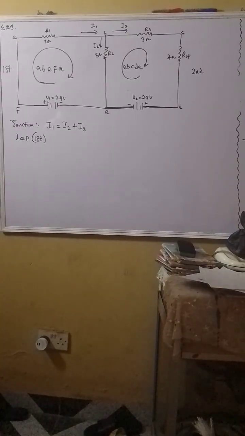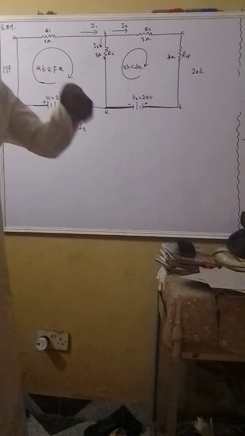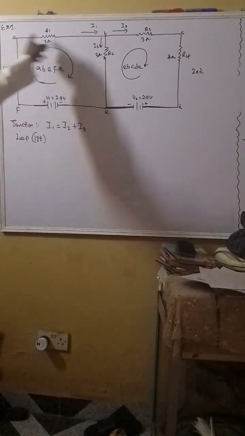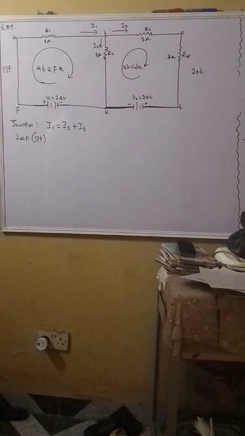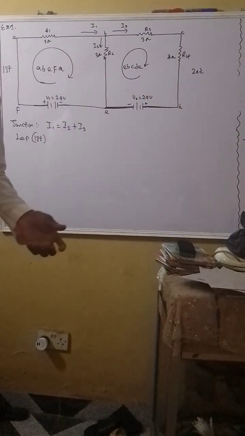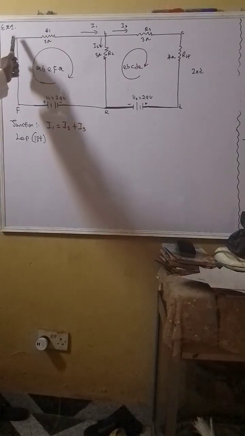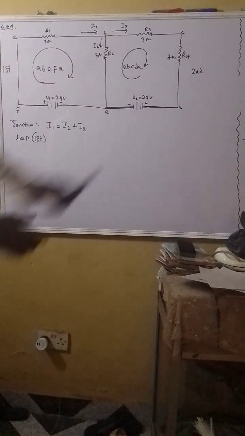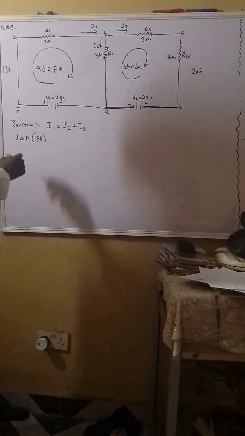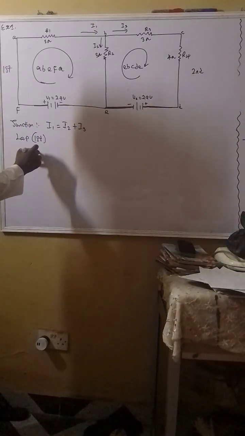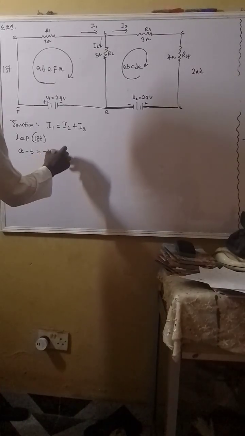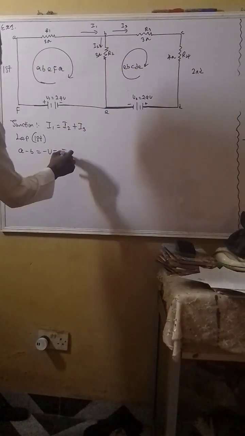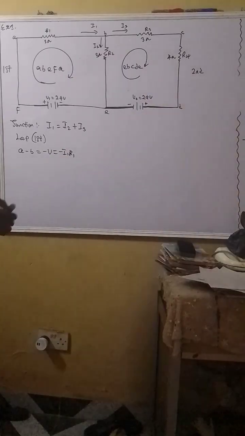The first law, I talked about resistor and EMF. I said if the current is moving in the same direction as the resistor, not in the opposite direction, at that point you will have a negative potential drop. Since from A to B the current is moving in the same direction, A to B equals a negative potential drop, which equals negative current I1 and R1.